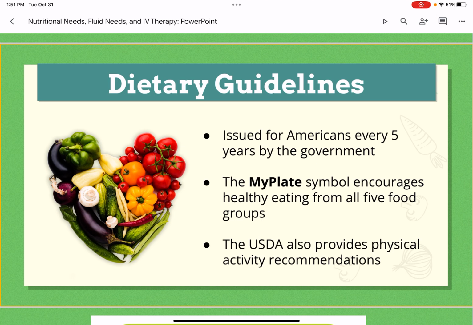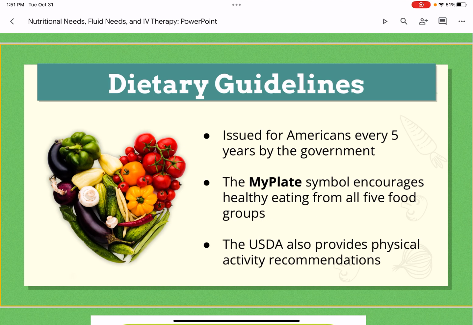canoeing, and doubles tennis. Vigorous physical activity includes running, walking very fast, biking more than 10 miles per hour, heavy yard work like chopping wood, swimming, aerobics, competitive basketball, and singles tennis.